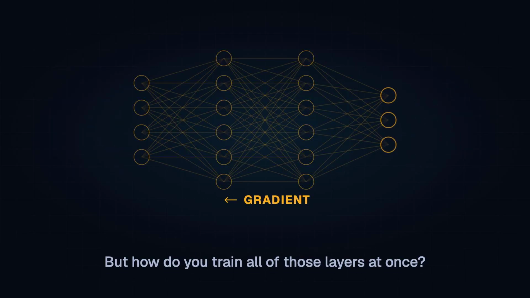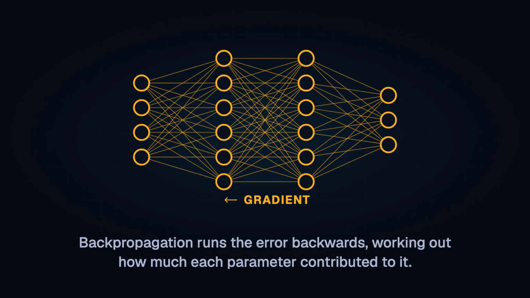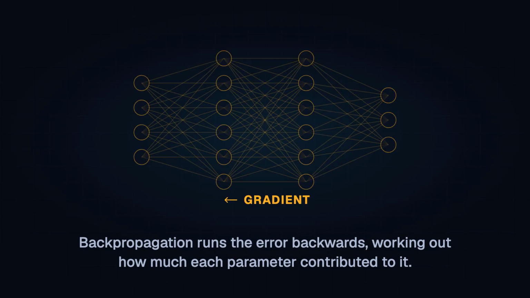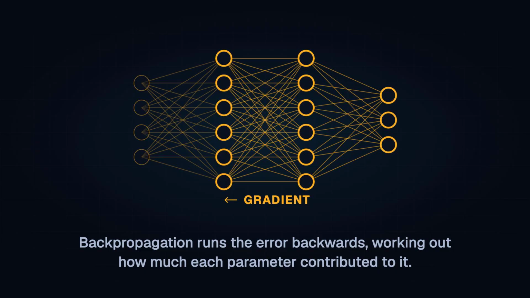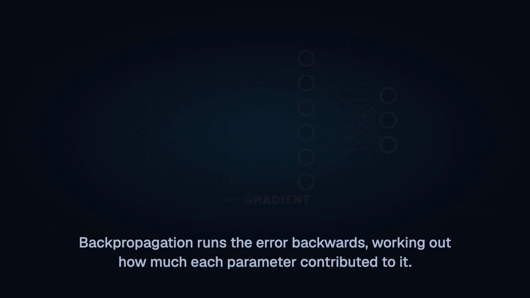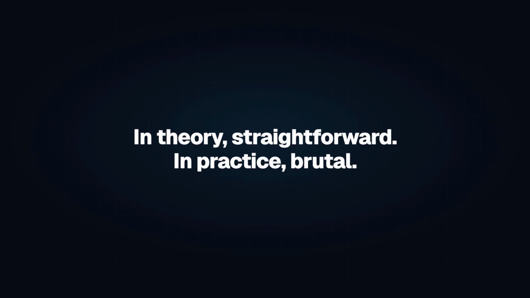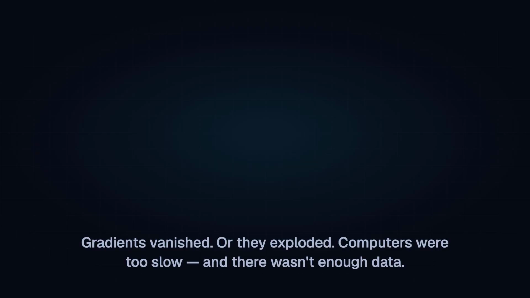But how do you train all of those layers at once? Backpropagation. Run the error backwards through the network, working out how much each parameter contributed to it and adjust millions of them at a time. In theory, straightforward. In practice, brutal. Gradients vanished, or they exploded. Computers were too slow and there was not enough data.